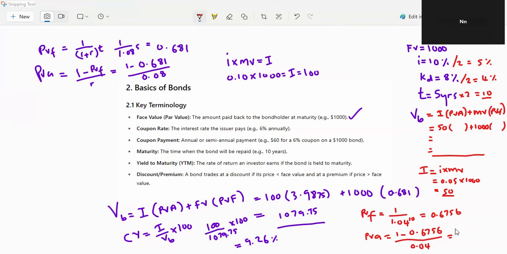8.11. So substitute here 8.11 and here 0.6, 0. Point what? 676. Okay, what becomes your answer?